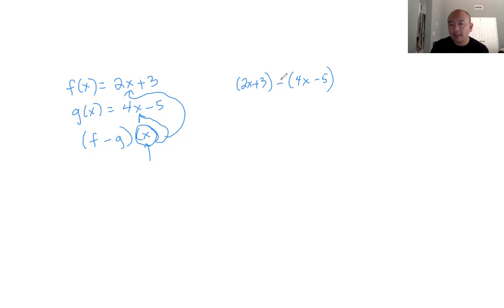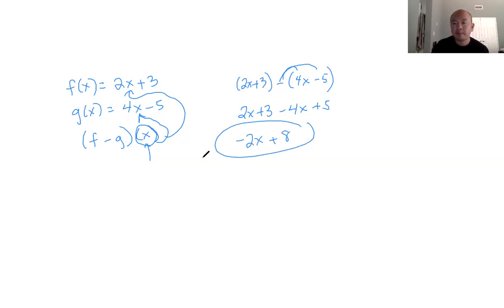So now the next thing you do is make sure you distribute the minus sign here. That's very important. So it becomes 2x plus 3 minus 4x plus 5. When you combine like terms, it'd be negative 2x plus 8. And that is your final answer.